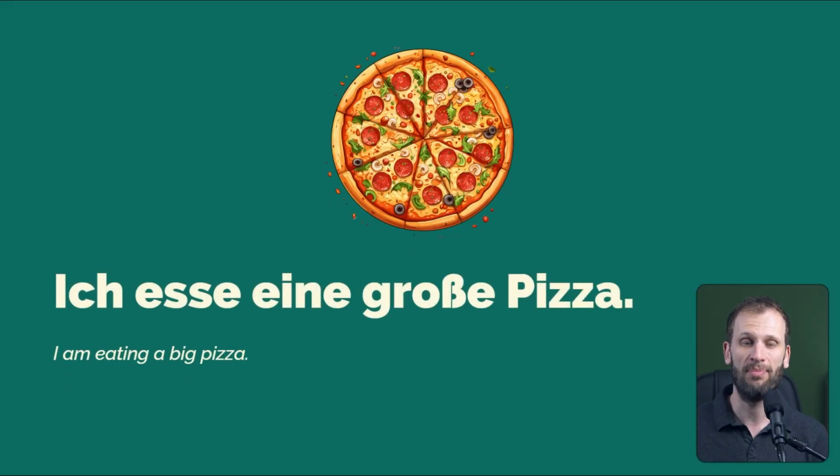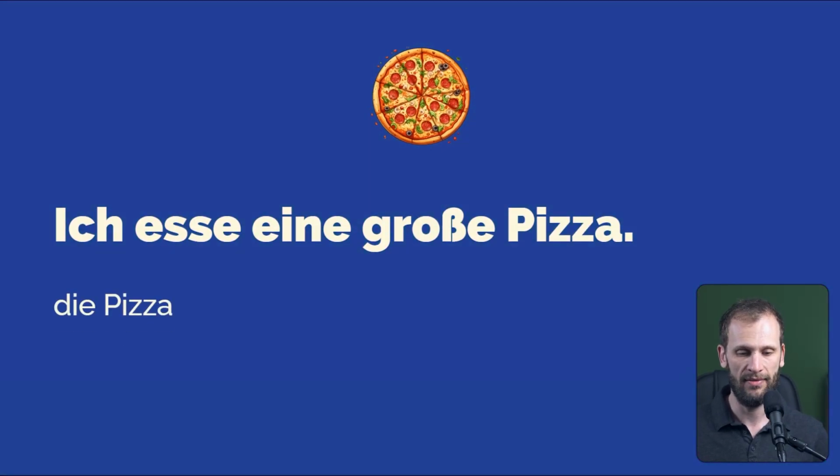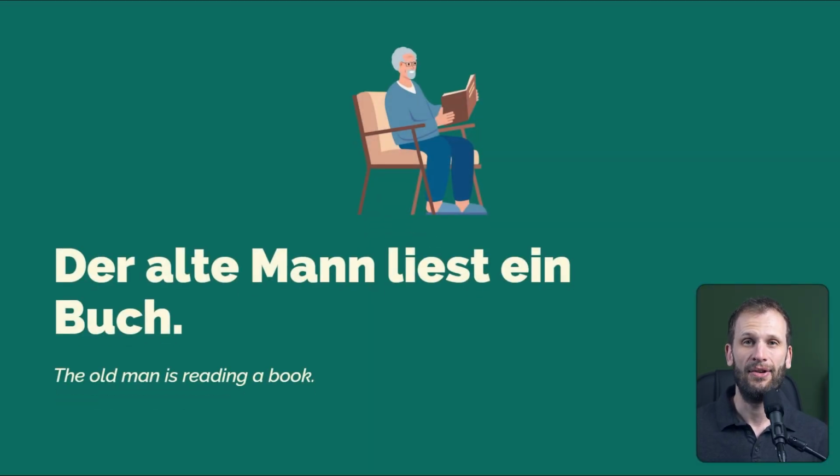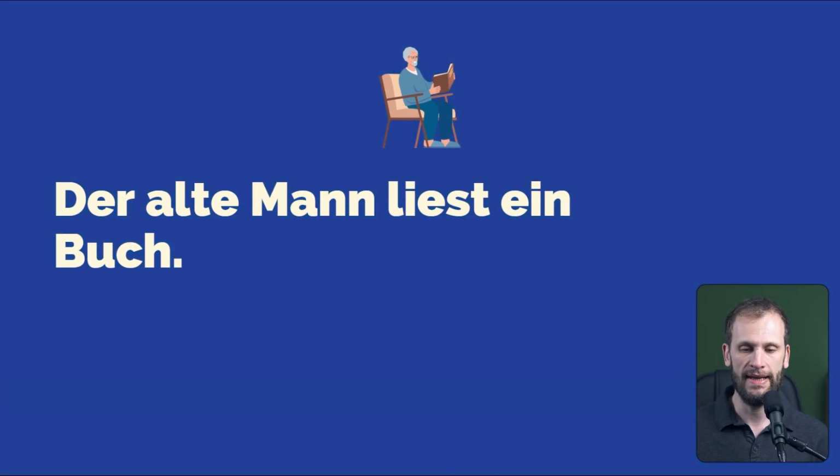Ich esse eine große Pizza. I'm eating a big pizza. Pizza is feminine, die Pizza, and it's accusative after essen, like most verbs. But here, feminine accusative, so it's the same as the nominative feminine forms. Double E. Ich esse eine große Pizza. Next sentence: The old man is reading a book. So here, lesen, to read, is again an accusative verb. So ein Buch, that's the accusative case. But since it's neutral, there is no change. It's the same as the nominative form.